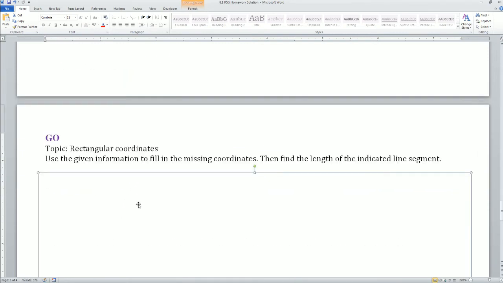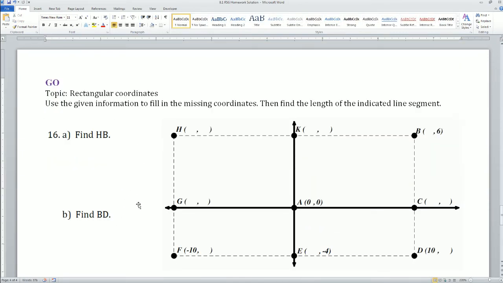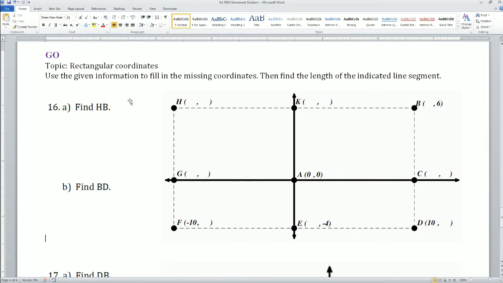Alright, let's go to the go part. So the go part here, I'm going to delete this. It just asks us to find the distance here using finding AB and BD. I'm just going to pull up Paint here so we can work on Paint, for it to work much better. Alright, give me a moment to set up the Paint.